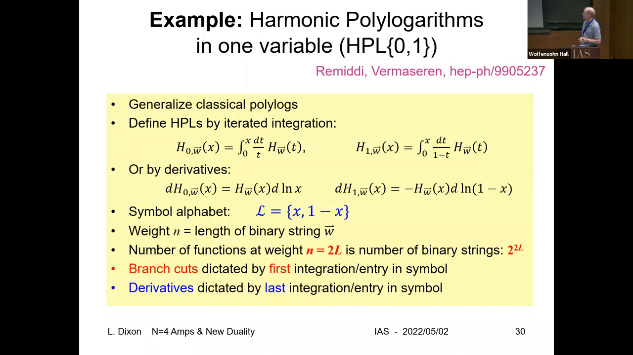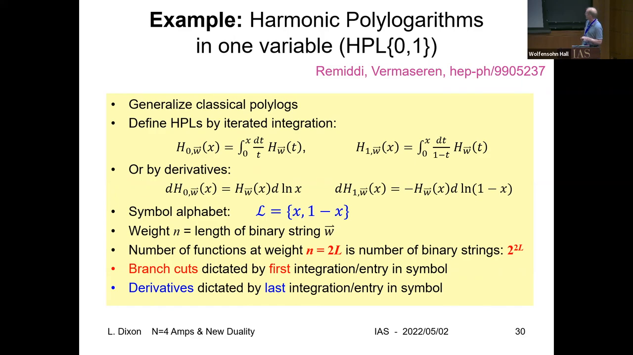There's a generalization of the classical polylogs called the HPLs, or harmonic polylogs in one variable, that were worked out or defined by Remiddi and Vermaseren. And they involve integrating dt over t and dt over 1 minus t. And they're kind of a vast generalization of the classical polylogs, operating in the same space, things that depend on x. When you look at their derivatives, you see you have d log x and d log 1 minus x. And so the symbol alphabet is x, 1 minus x.